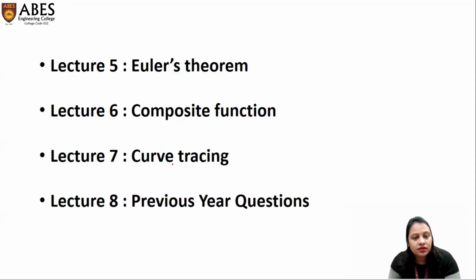In lecture 6, we will discuss composite function. Composite function means when no function is directly given to us. For example, suppose u is a function of x and y, and x and y are functions of t. Then we can differentiate u with respect to t. Then u is a composite function of t. In this lecture, we will discuss some properties of composite functions.